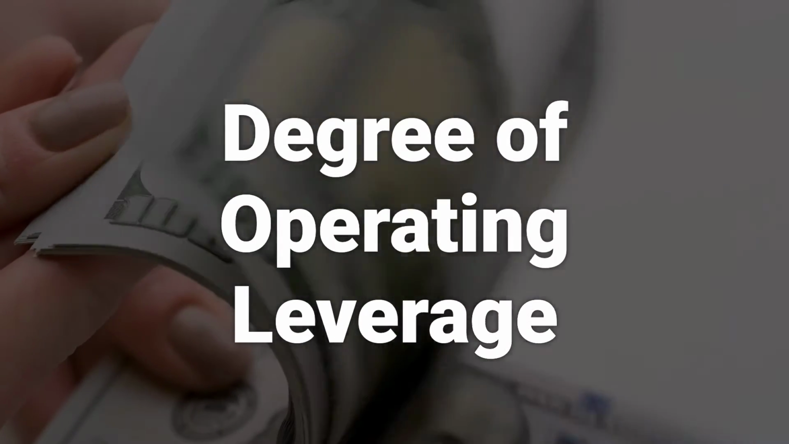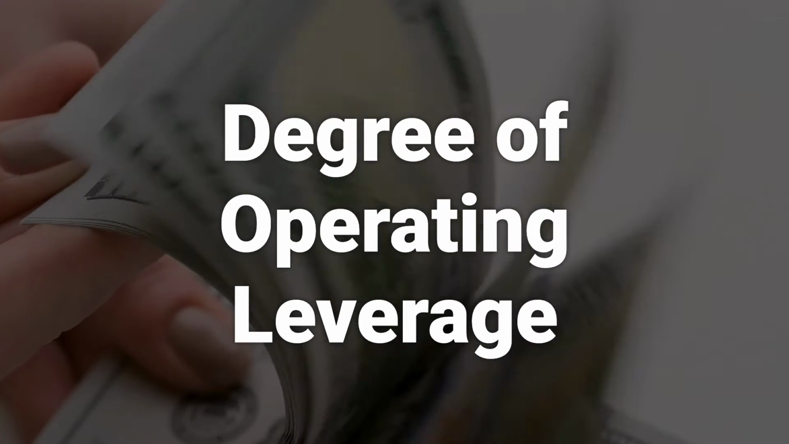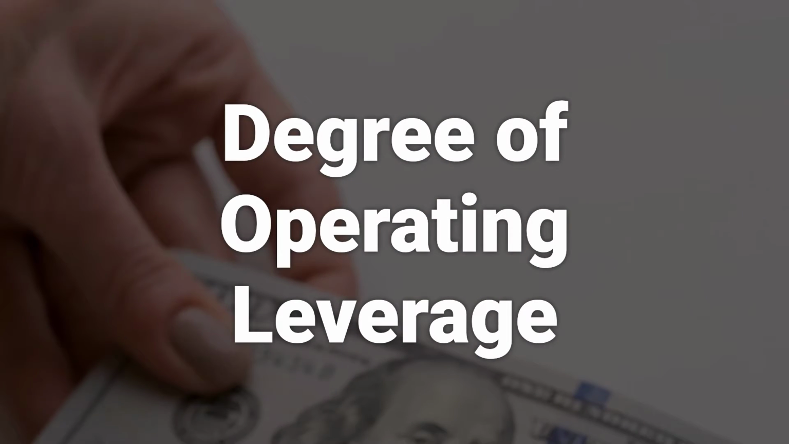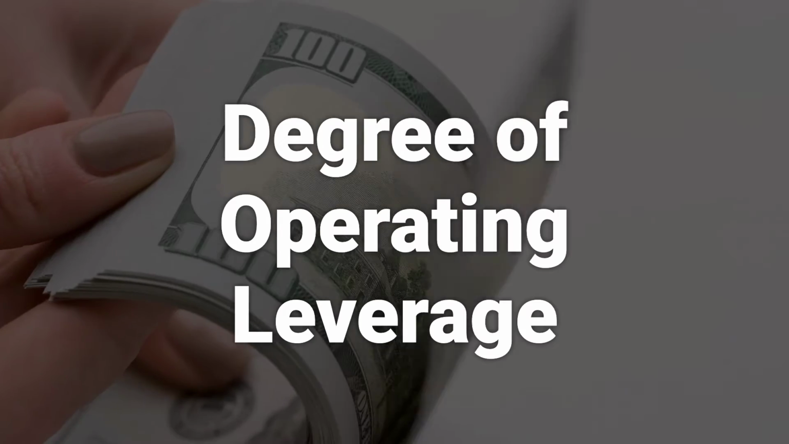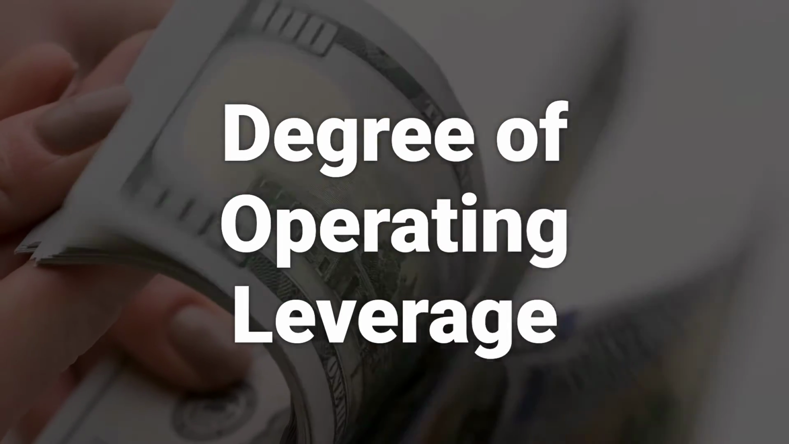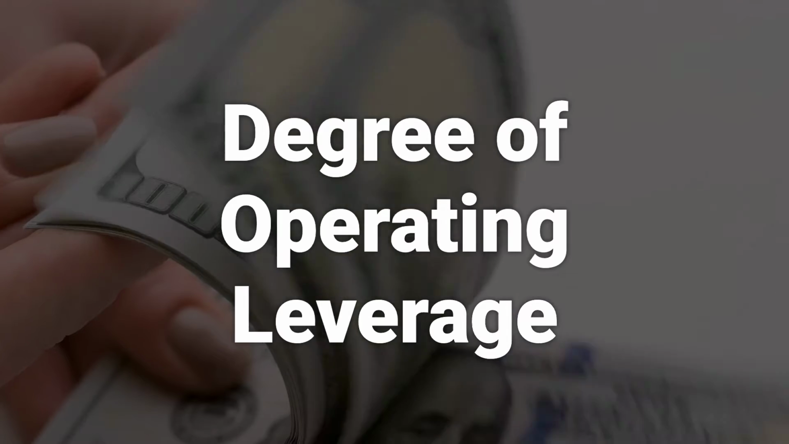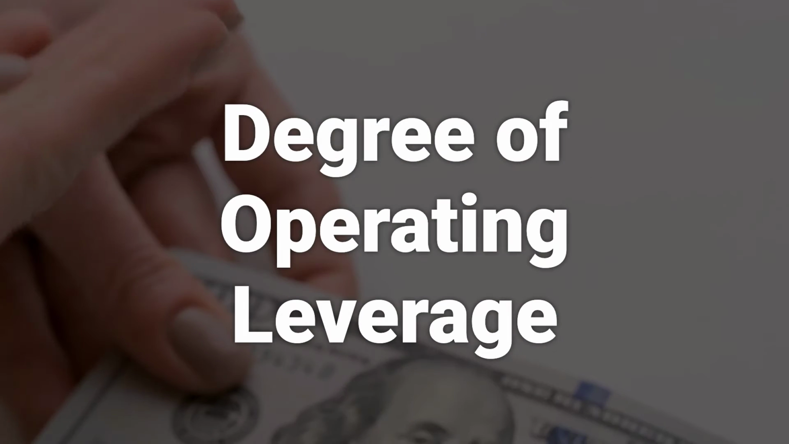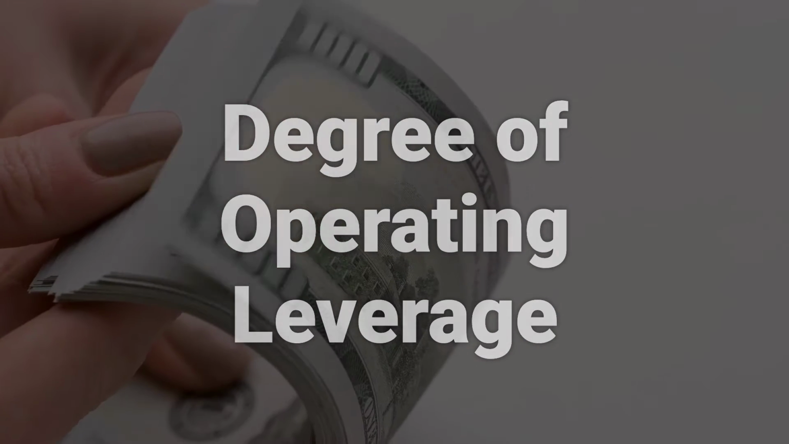The degree of operating leverage measures the effects that operating leverage has on a company's earnings potential and indicates how earnings are affected by sales activity. The degree of operating leverage is calculated by dividing the percentage change of a company's earnings before interest and taxes by the percentage change of its sales over the same period.